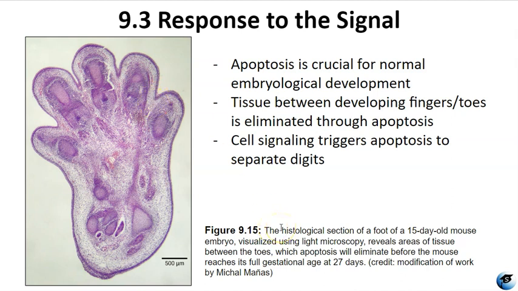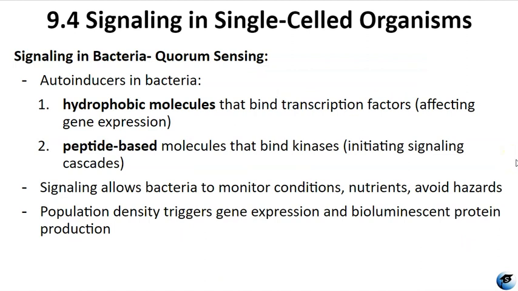In bacterial signaling, referred to as quorum sensing, bacteria secrete autoinducers, and these are the bacteria's version of the signaling molecules, the second messengers and stuff. So the autoinducers are small hydrophobic molecules, or they might be peptide-based signals. The hydrophobic autoinducers like AHL bind to transcription factors, directly influencing gene expression, while peptide-based molecules bind to kinases, which trigger the signaling cascades in bacteria.